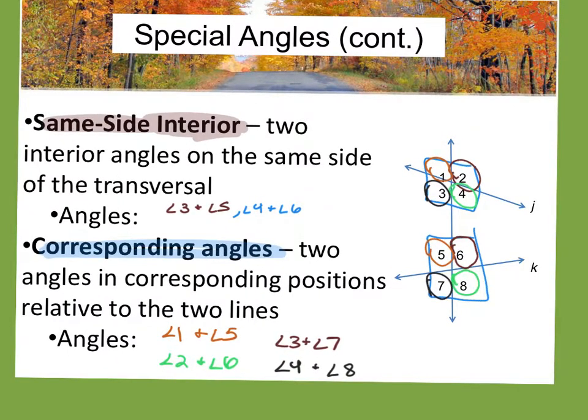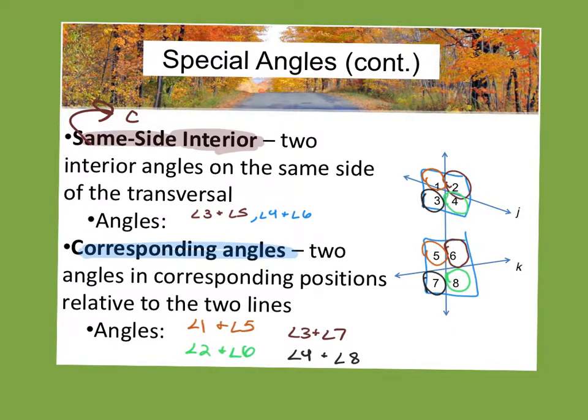Any other questions? Same side interior is also called consecutive interior. On the test, I would take either one. It depends on which book you're reading at that moment, and standardized tests go back and forth, so it's good to know both. Same side interior is the same thing as consecutive interior.